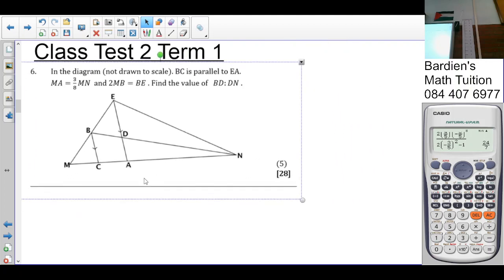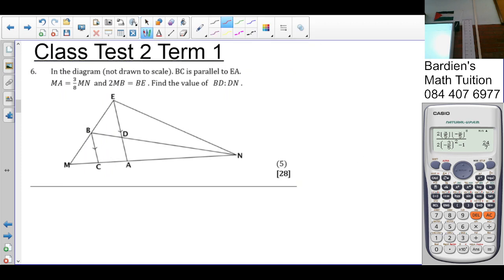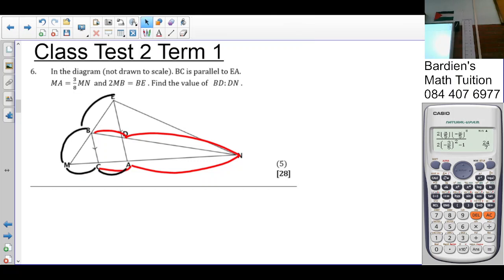In question 6, in the diagram not drawn to scale, BC is parallel to EA. So if BC is parallel to EA, then ND over DB is equal to NA over CA, as well as MB over BE is equal to MC over CA. I expected everybody to get full marks for this because this section we have written on it, in your cycle list.